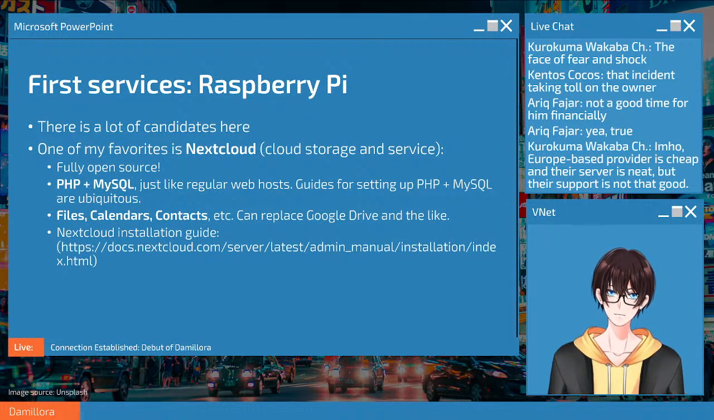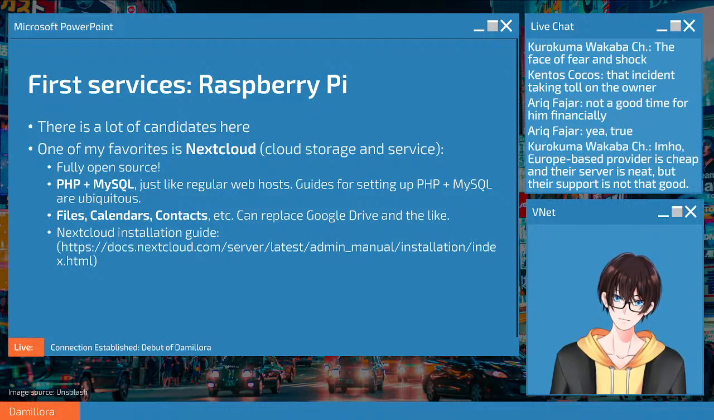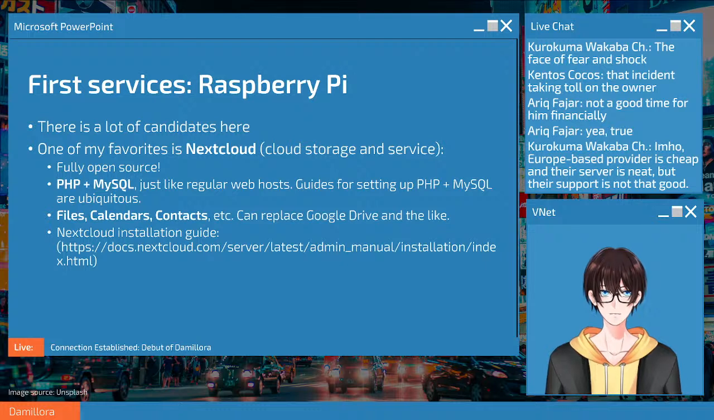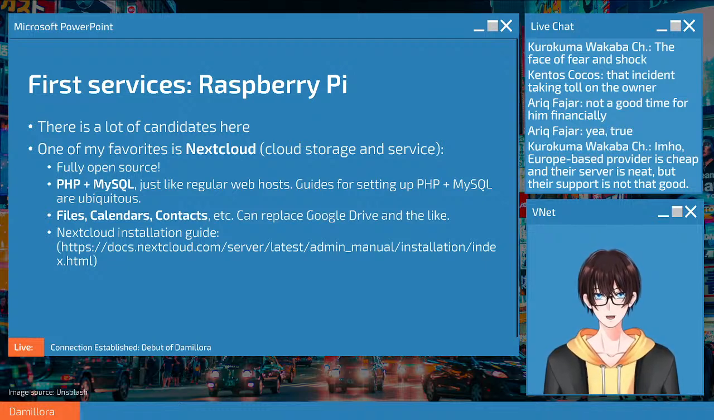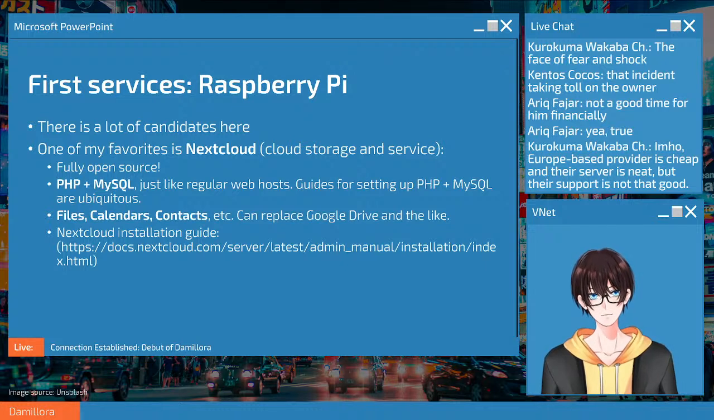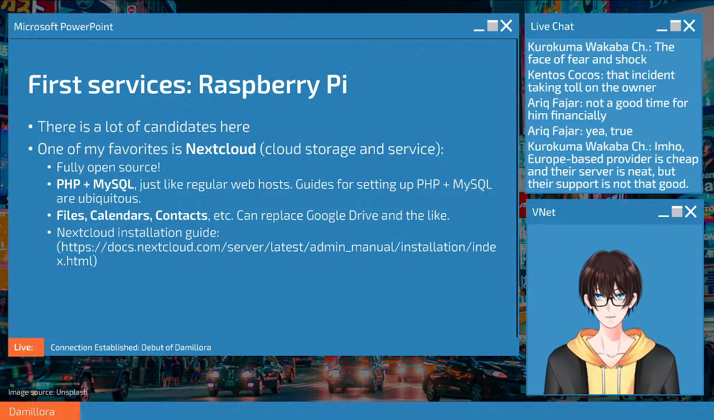Okay, let's talk about what to host on the Raspberry Pi. Yeah, there's lots of software that you can host on a Raspberry Pi, but one of my favorite candidates is Nextcloud for cloud storage and services. It's fully open source, and it's based on the famous PHP MySQL stack.